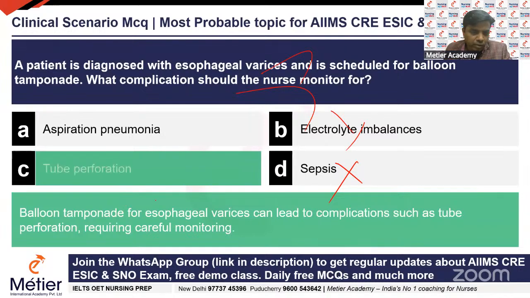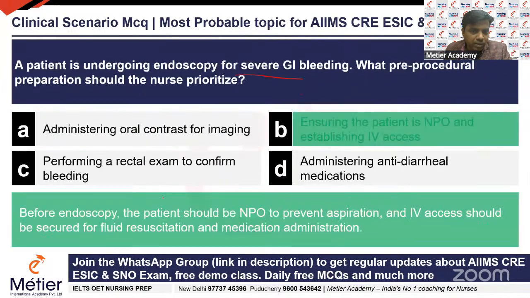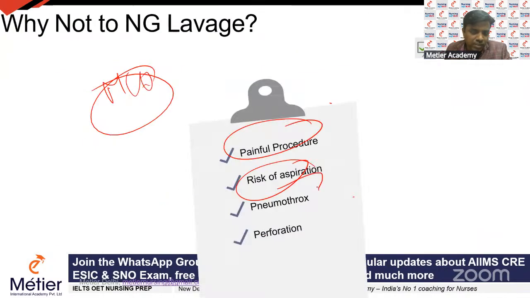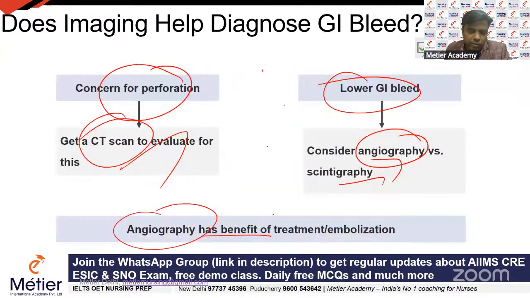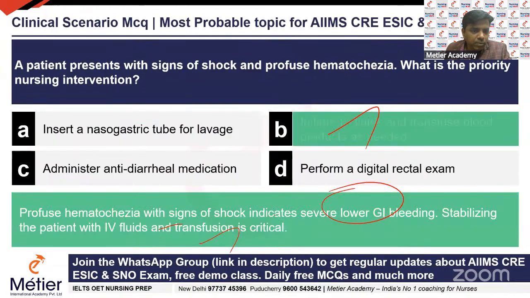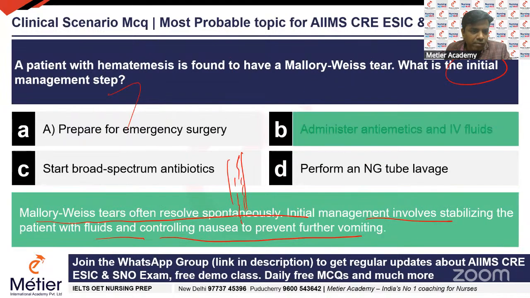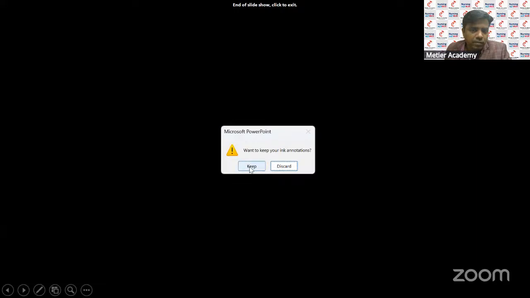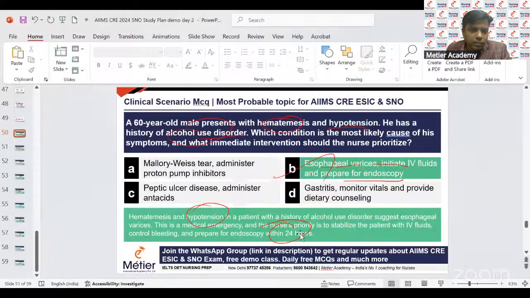So, the fourth thing, the complication we just studied in the slide. Perforation complication is painful, with risk of aspiration and perforation. But in the question, what are they asking? A and B also they can give. But generally in the questions they given. Sorry. Oh, sorry. Just a minute.